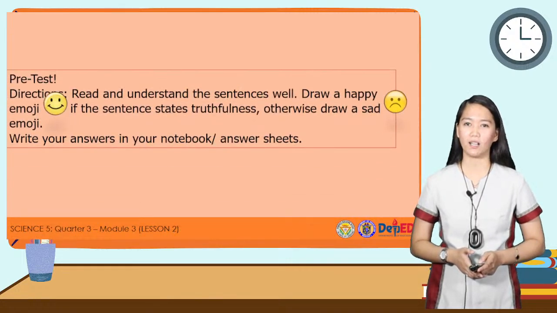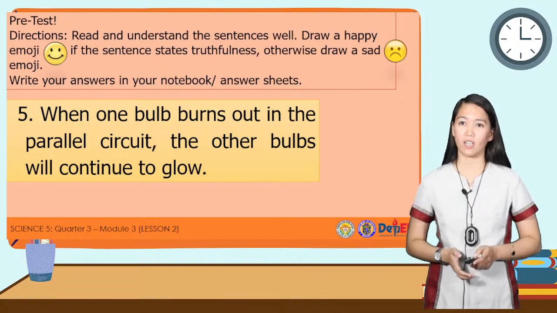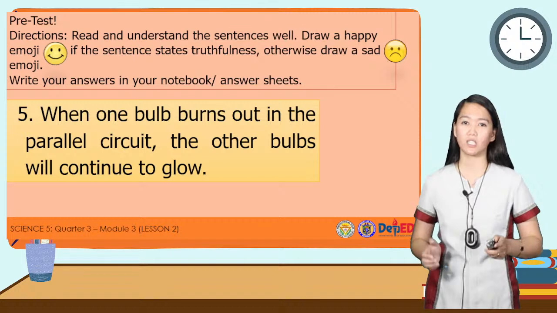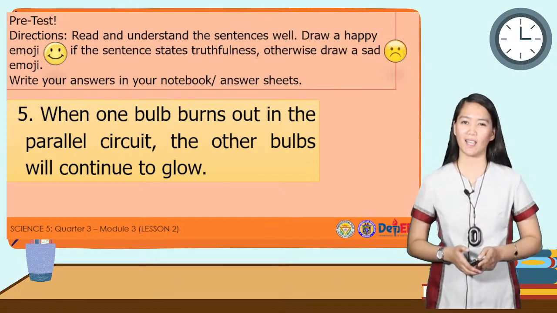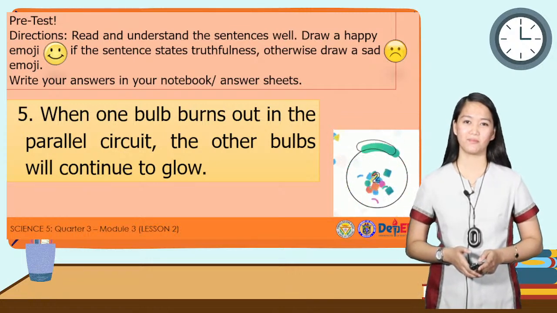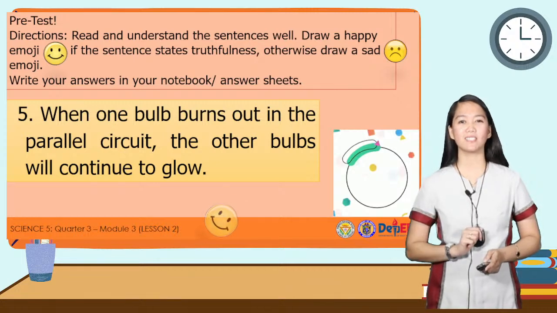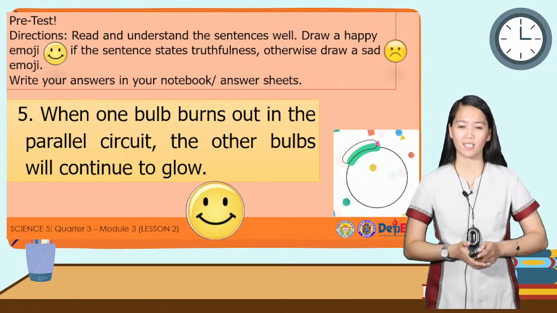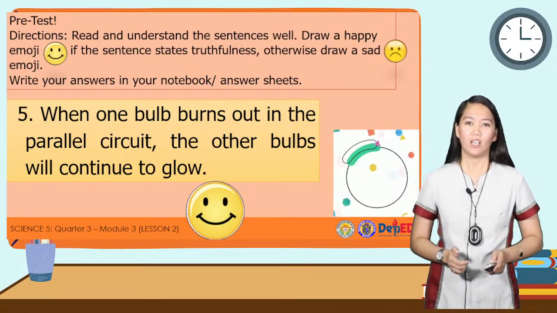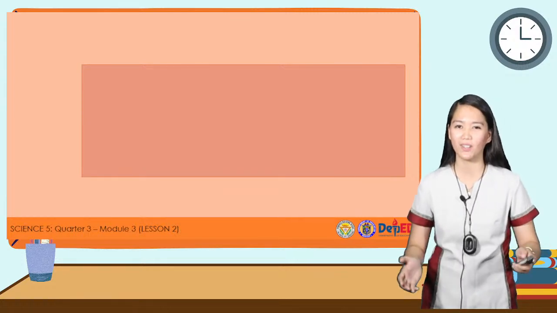And the last one, when one bulb burns out in the parallel circuit, the other bulbs will continue to glow. Your time starts now. Okay, so if your answer again is a happy face or emoji, then you are all correct. So if you got all the correct answers, then you are all very good.